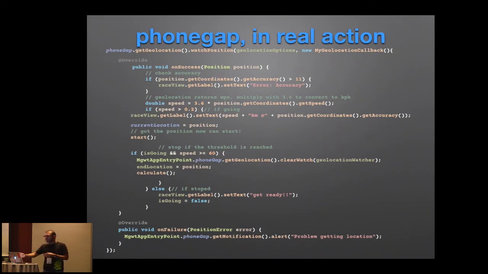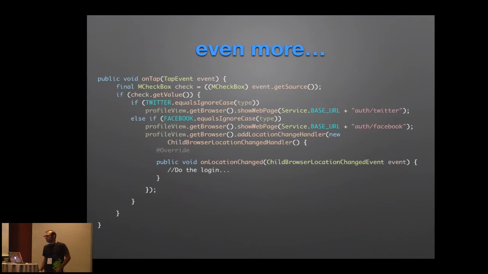So at that time I realized it's actually giving me miles per second, so that's the line responsible for converting it to kilometers per hour. What I'm trying to say here is it was working as well as the native version. So yeah, you can even do such stuff with MGWT and PhoneGap, of course.